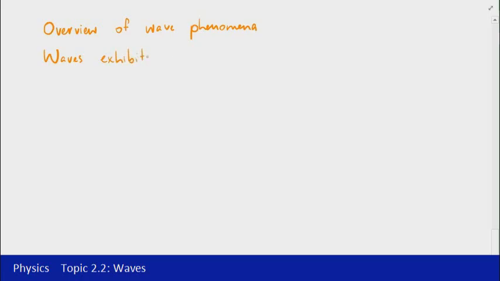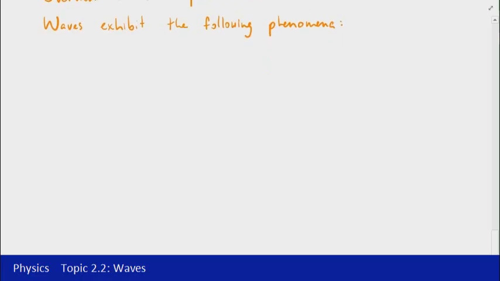So waves exhibit the following phenomena, and some of these terms you'll already be familiar with and you'll know what they mean, but we'll just go through them really quickly to begin with. So the first one is reflection. In explaining what reflection is, we can think of it as being the rebounding of a wave.